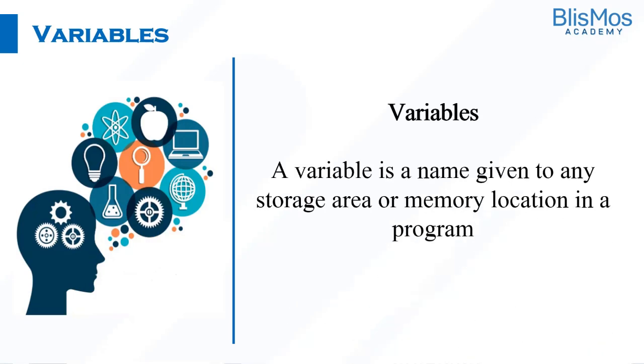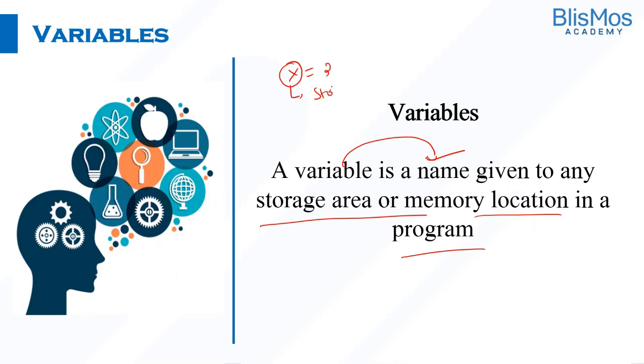Variable is a name given to any storage area or memory location in a program. When we want to hold a value as a part of any of our code, that is where we define the variable, and variable is a name given to storage area. Let us say if you say x is equal to some value, so we are trying to allocate a storage area for this. That is what variable is.